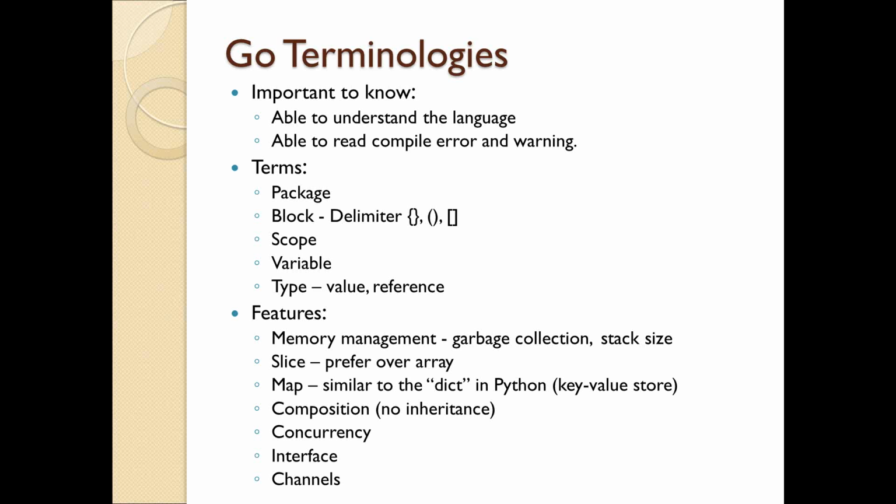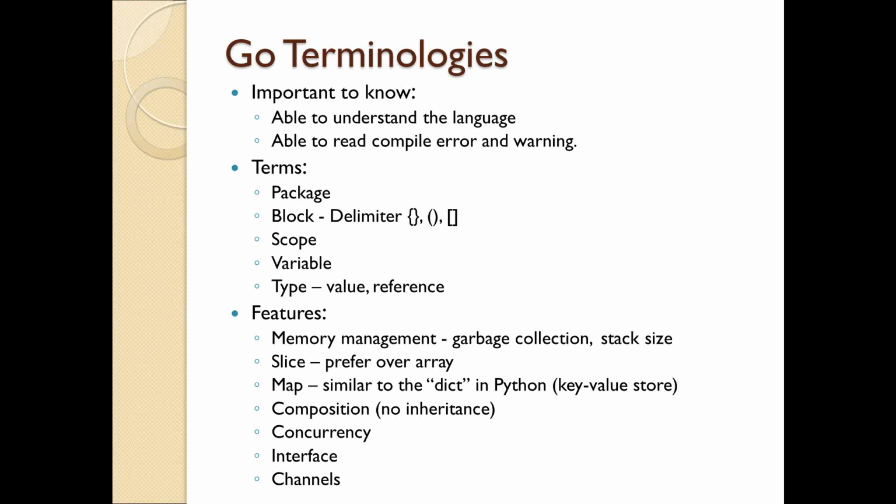And on GitHub, I made a mistake. For type, I said type reference. Actually, there should be type value and reference. Reference means it's something with a pointer. We reference by the address of the variable.